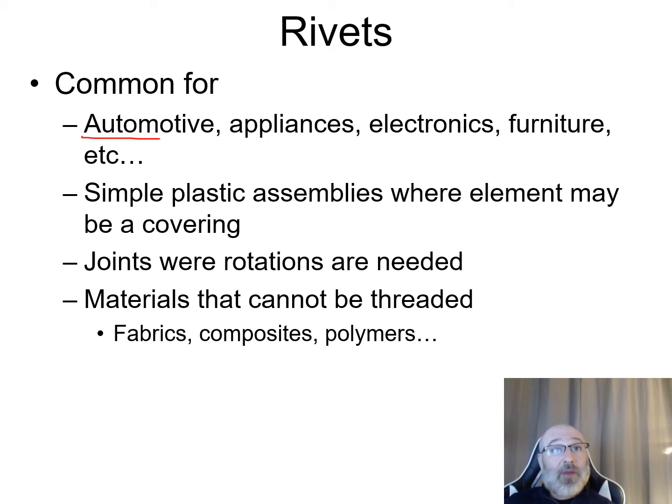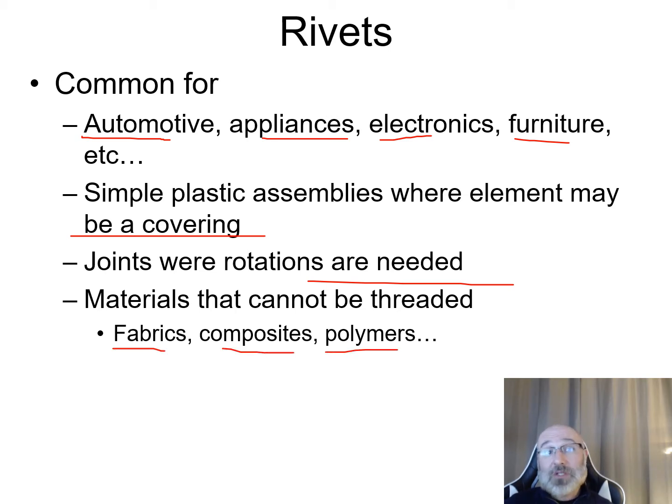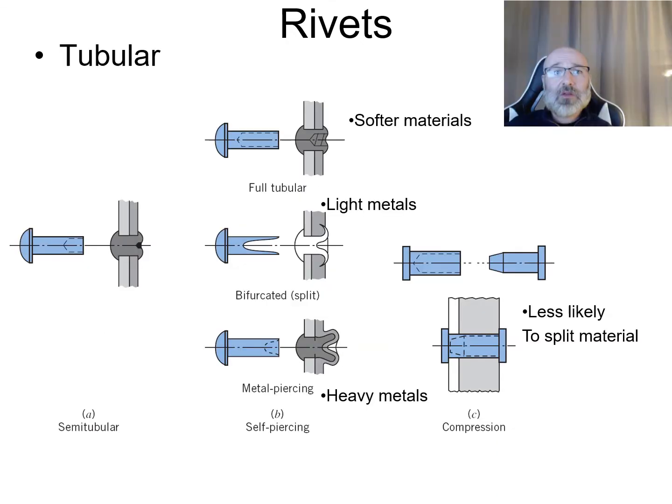Some of these include automotive, your appliances, electronics, furniture. You'll see it with apparel, handbags, sometimes simple plastic assemblies where the element may need a covering, joints where rotations are needed, and this is allowed with the rivets, or materials that can't be threaded. So a lot of times you'll see this in fabrics, composites, polymers, and I use it personally a lot with leathers as well.